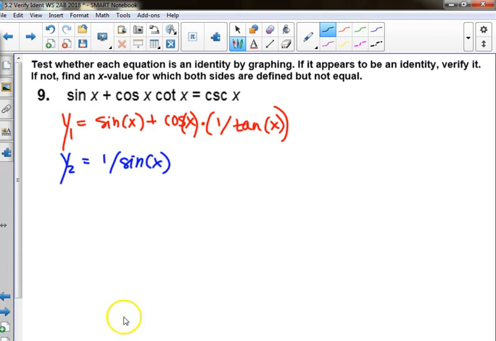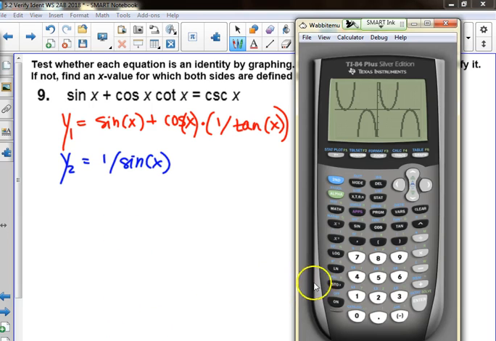Oh, here's one we're supposed to do in our calculator. All right. Sine x, close parenthesis, plus cosine times cotangent would be cosine of x, close parenthesis, times 1 divided by tangent. I put a parenthesis in front of that. All right, and then it says equals cosecant, which is just 1 divided by sine.